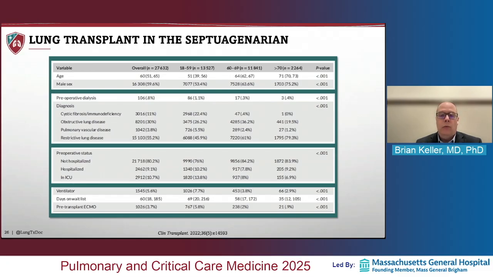They, in general, were more restrictive lung disease patients, although obstructive lung disease made up about 20%. Most of these patients were not hospitalized, and there were fewer numbers of patients in the 70-year-old group that required hospitalization or ICU level care compared to those patients under the age of 70, and definitely compared to those under the age of 60. Their patients over the age of 70 typically spent fewer days on the waiting list and were less likely to need ECMO as a bridge to transplant.